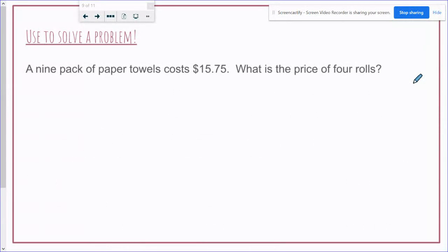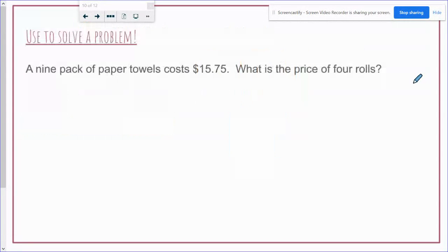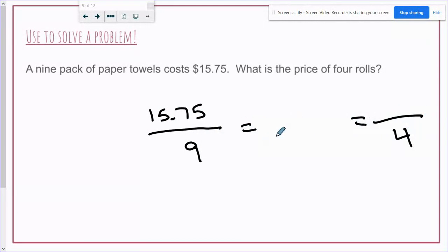All right, a 9-pack of paper towels, and this is going to be our final problem. A 9-pack of paper towels costs $15.75, and that's for 9 rolls. What is the price of 4 rolls? So our end game is going to be 4 rolls. I can't go from 9 to 4, so I want to find our unit rate first. To go from 9 to 1, we're going to divide by 9.